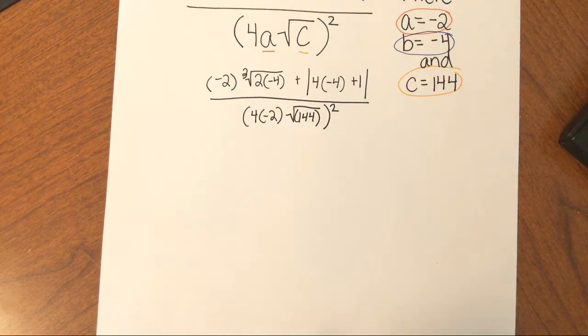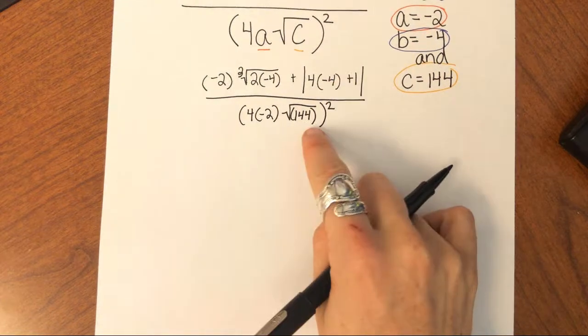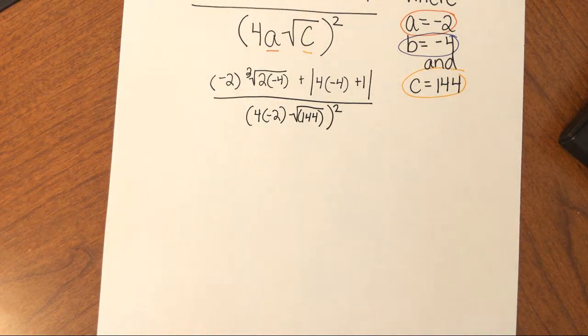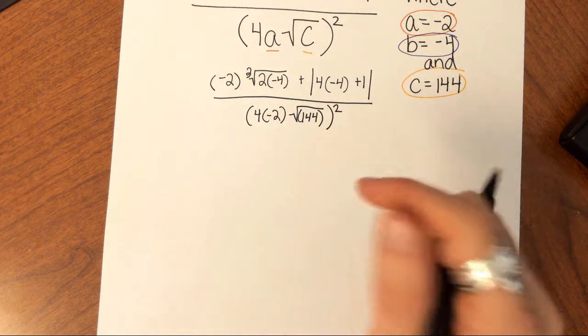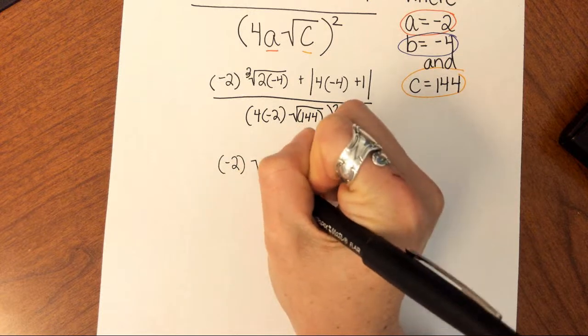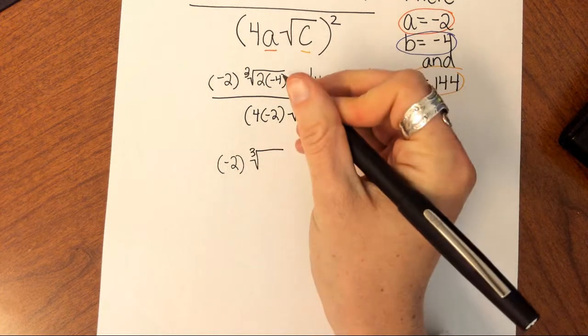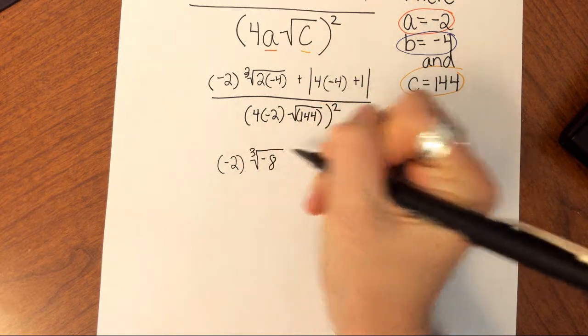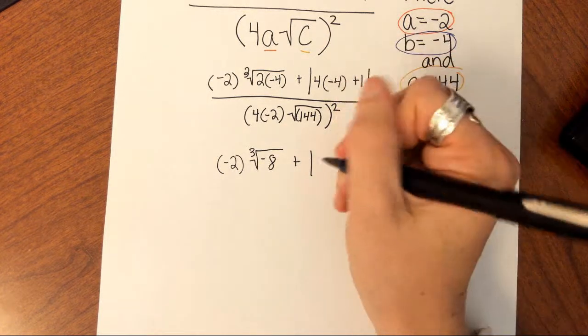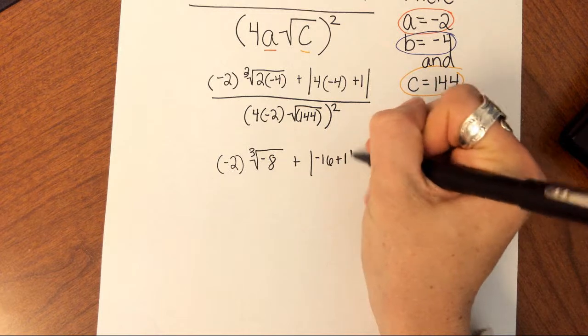So once you get to this step, you can do a couple of different things, kind of treat the numerator and also the denominator as two separate problems. So we're just going to simplify each one as we go. So this would be -2, and now under the cube root this simplifies to -8, plus, and in the absolute value bars we can go ahead and simplify that, that's -16 plus 1.